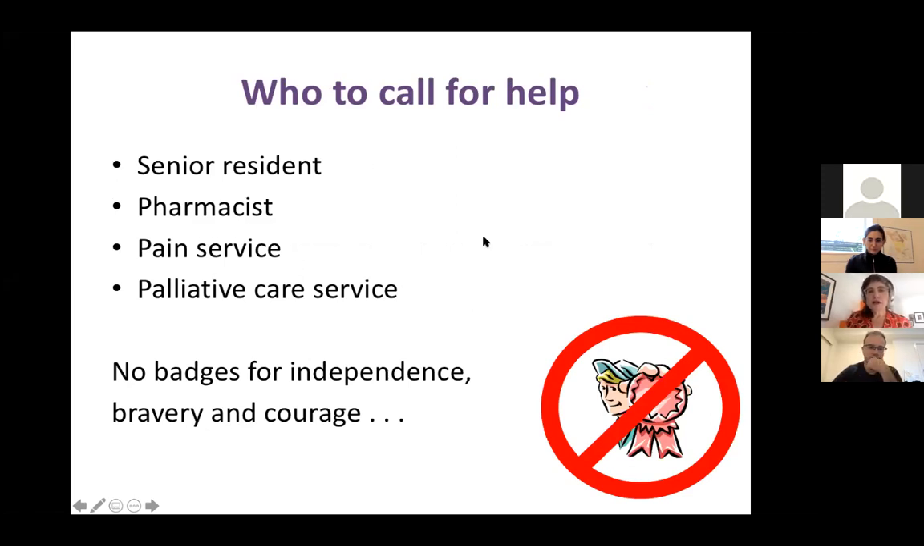All right, that was kind of a whirlwind, so I'm not expecting you to remember all of it. I do want you to always feel like you can call for help really anytime, but especially when a patient is in pain, and especially when you are using opioids. Call your senior resident, call your pharmacist, call the pain service, call the palliative care service, call a friend. There are no badges for going it alone.